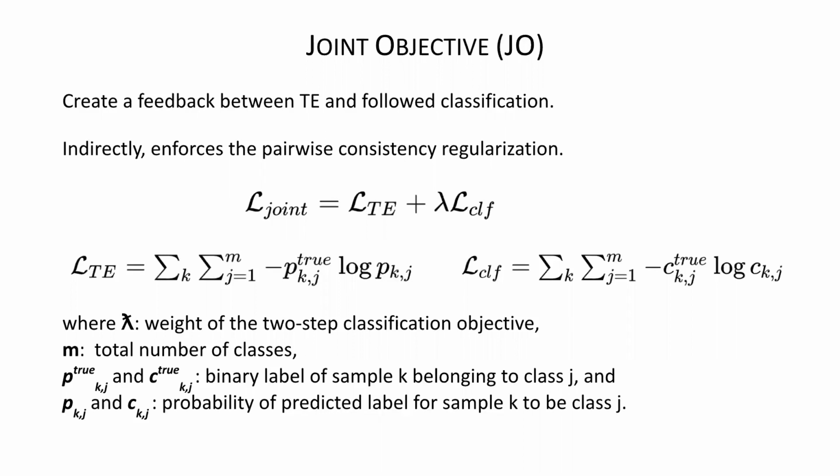You can do this task in two ways. One idea is you do them separately: you first get the textual entailment model, you get the textual entailment probability, and then you train a classification over it. The other is you can do this in a joint fashion. You can do both tasks together, and this helps in indirectly enforcing the consistency regularization, as well as creating a feedback between the textual entailment and the downstream classification, because they are related tasks on the same data, so it helps.